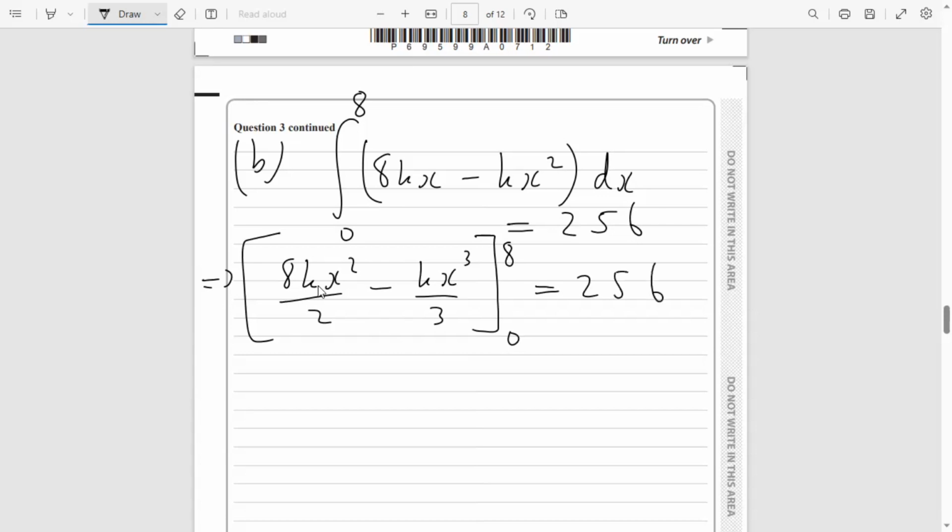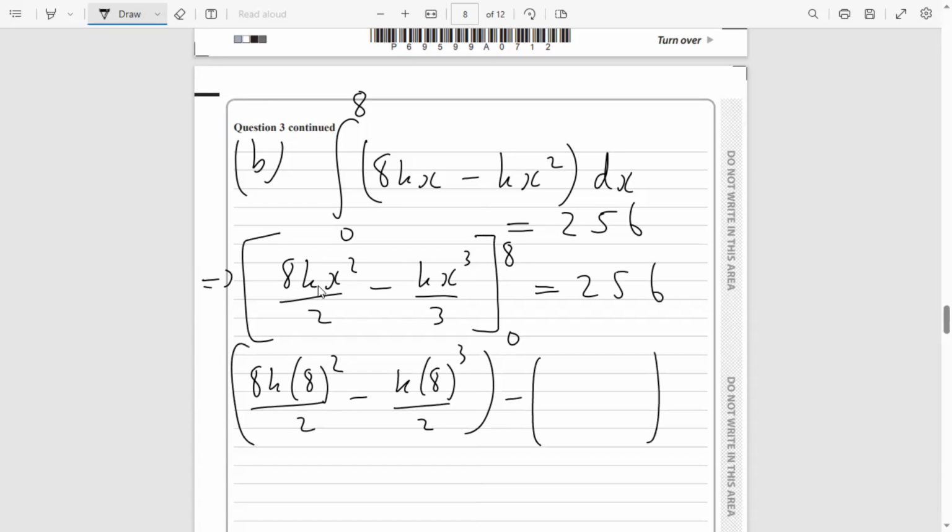Now, how do we integrate with limits? We substitute in the top limit first. So we've got 8k times 8 squared divided by 2, take away k times 8 cubed divided by 3. Then we take away what we get when we substitute in the lower limit. Plugging 0 into the first term gives 0, and plugging 0 into the second term, k times 0 cubed over 3, is also 0. And this all has to add up to 256.